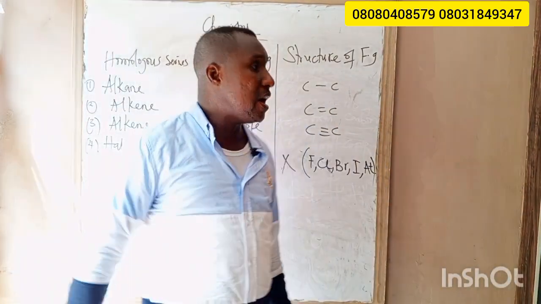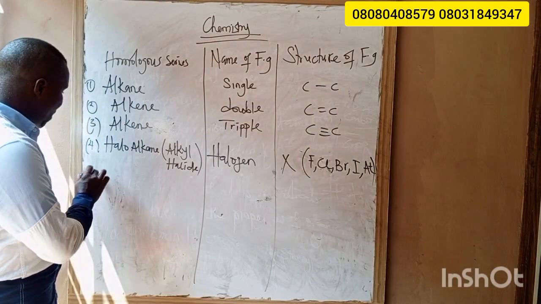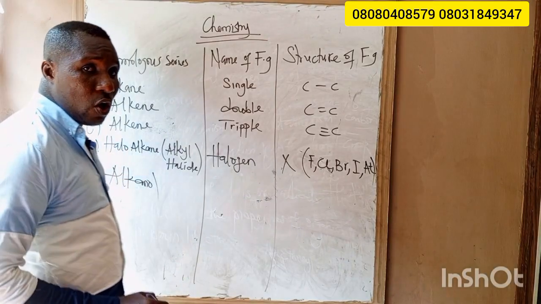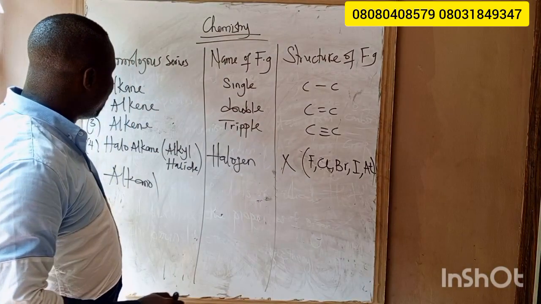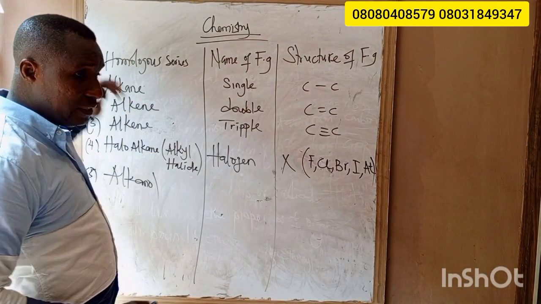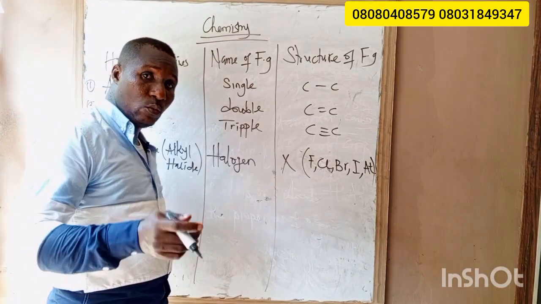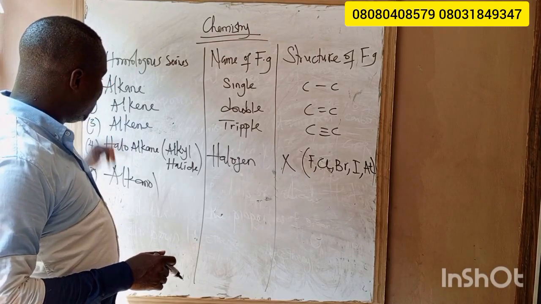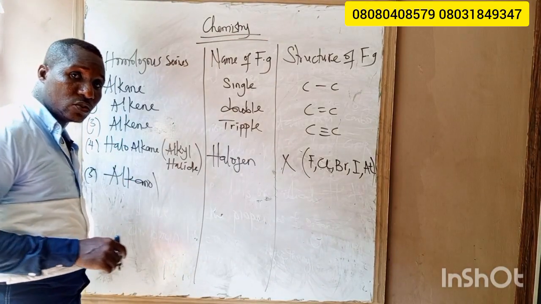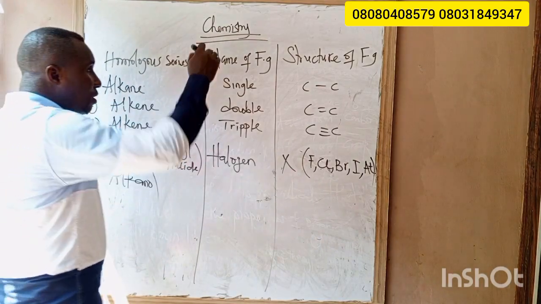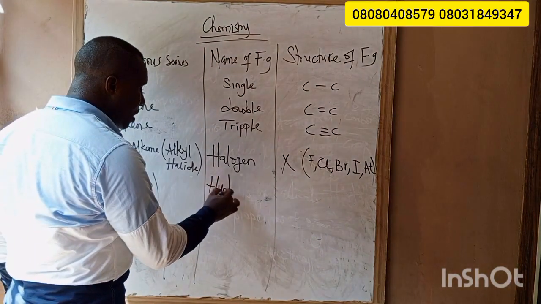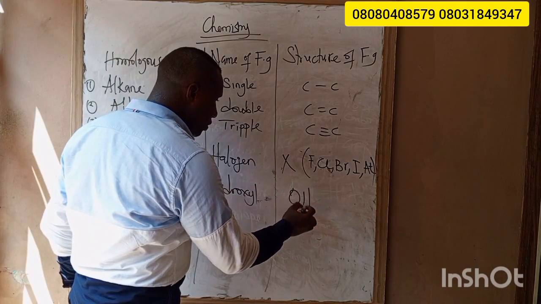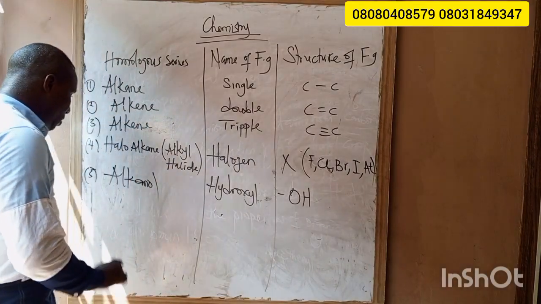The next one, number five, we have the alkanol. Another name for alkanol is alcohol. Others we have paraffin, olefin, acetylene, but we are still going to take them one after the other. This one we have alcohol, that's the common name. The name of the functional group is what? Hydroxy. That means the structure is OH.